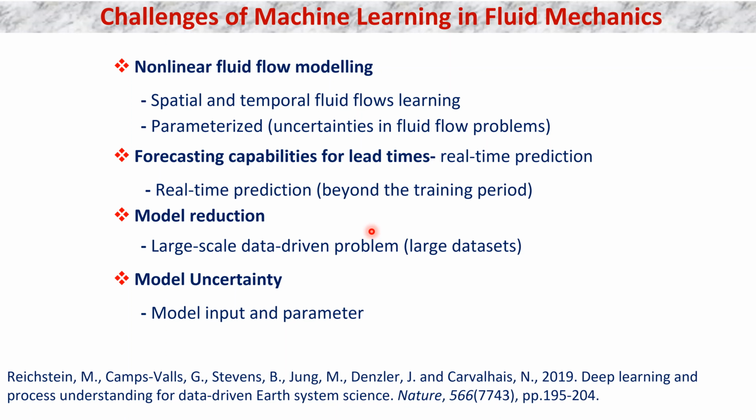For real-time prediction, a big issue is that whatever big data you have, it is available from the past, in the past years. But you use that data to predict the future. How can you guarantee your machine learning model can predict what happens in the future? That's the key, and it's really challenging. Another one is that you have to deal with a larger data set. In a later lecture, I will introduce model reduction. And again, uncertainty in the data, and errors in the data as well.